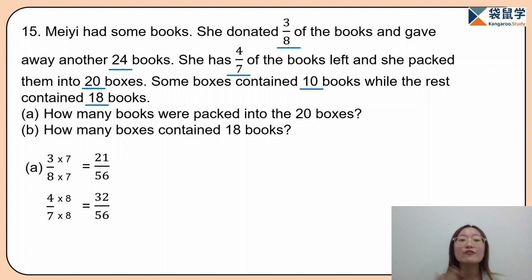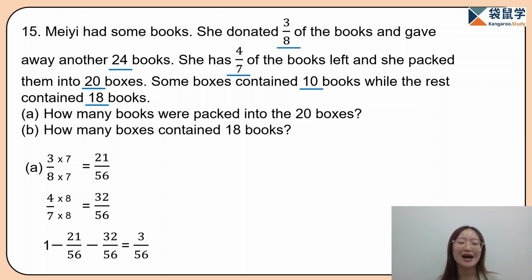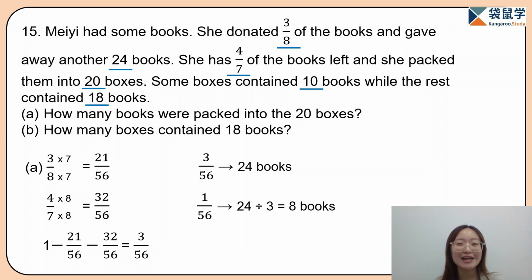Now in order to find the fraction for 24 books, we can take 1 whole, which is equal to 56 over 56, minus these two fractions, and that will give us 3 over 56. Now 3 over 56 is 24 books, and we can also call this 3 units. Now, we want to find what is 1 over 56 or 1 unit. So we can take 24 divided by 3, and that gives us 8 books.